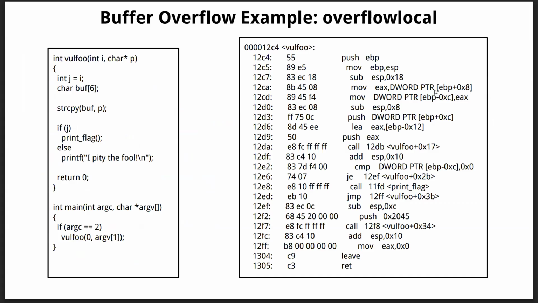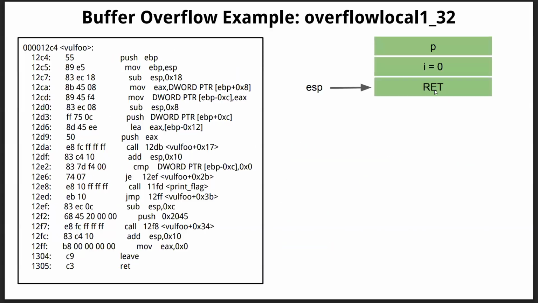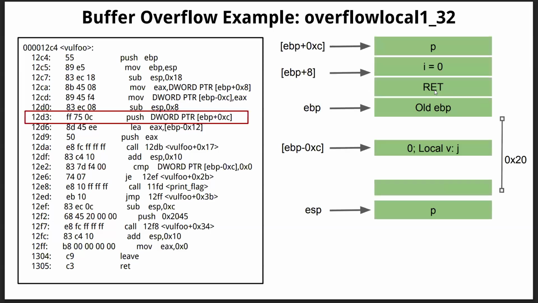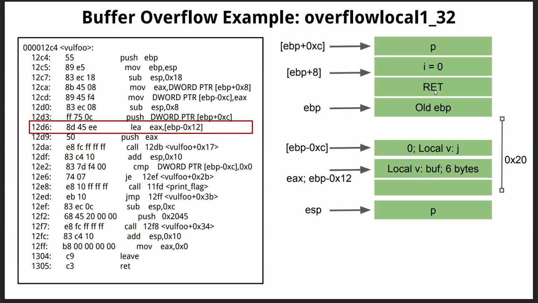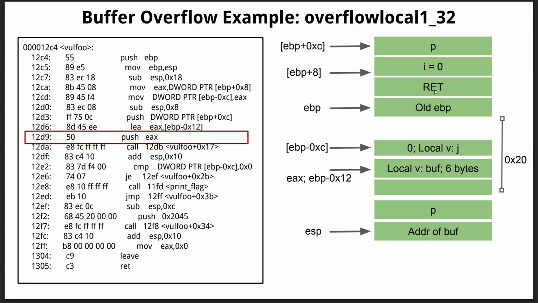By pushing two addresses in. So the first address is at EBP plus C. We push that again to the stack. So now ESP points to P. So now there are two P's on the stack. Then we are going to load effective address of EBP minus 12. And we know from the source code that's the buffer. And we are going to push that, via EAX. So now we know that.